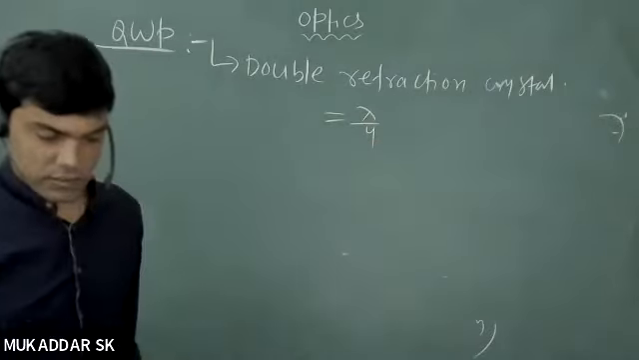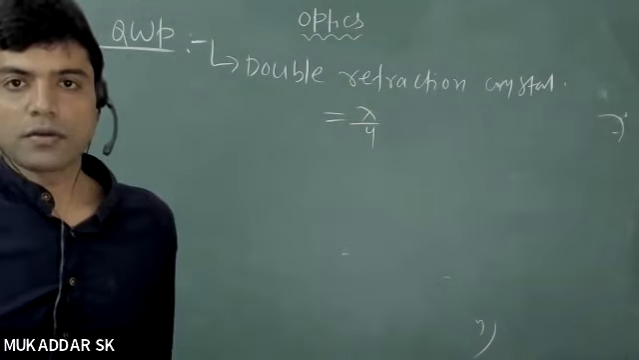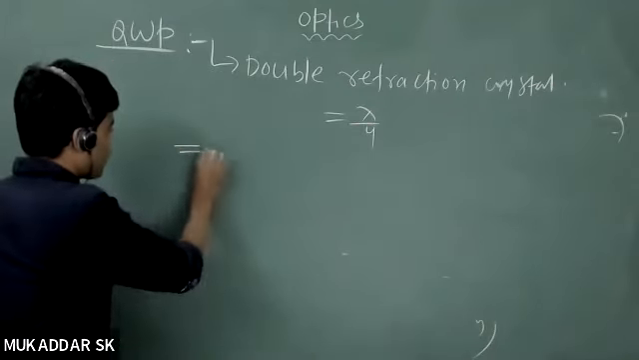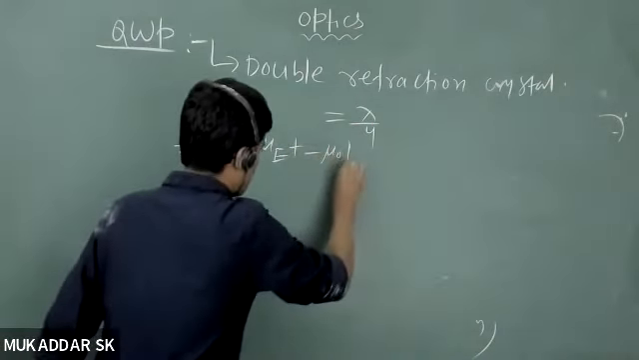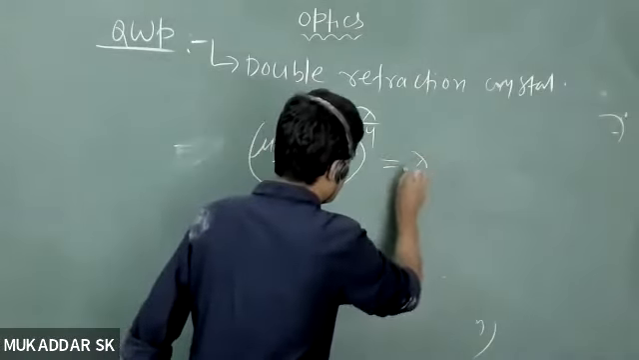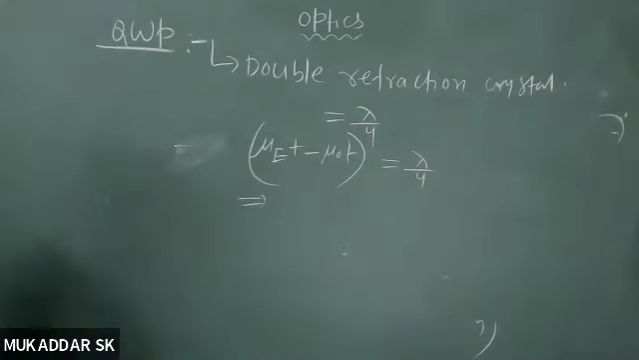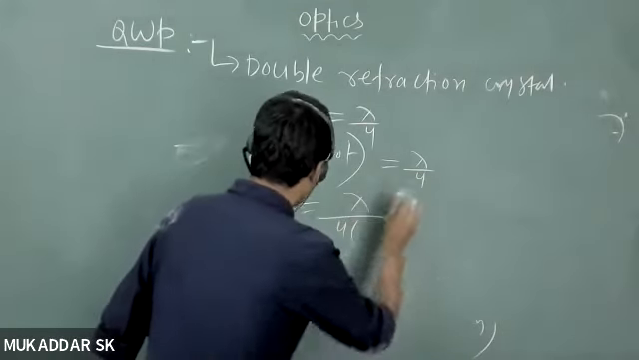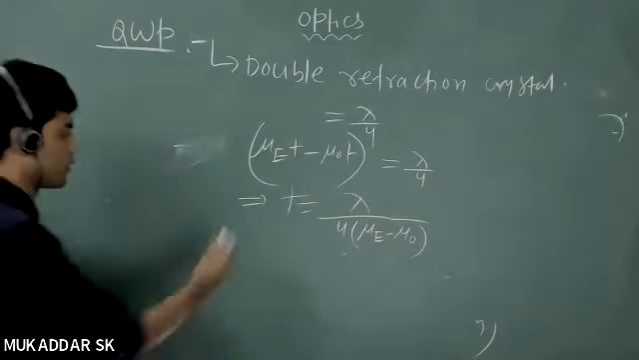This is also a double refraction crystal. Its thickness is such that it will produce the path difference between the E ray and the O ray of lambda by 4. And we know that path difference is nothing but mu E into T minus mu O into T. So the path difference for a quarter wave plate will be lambda by 4. So I can find the thickness of this quarter wave plate also. Thickness T will be lambda by 4 into mu E minus mu O.